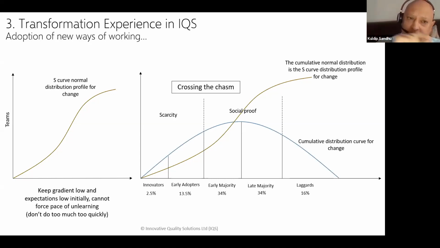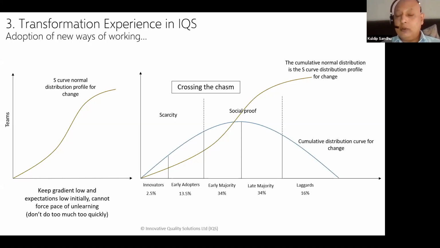And the cumulative distribution is the S-curve normal distribution, if you want to show it. And I think the point where we've seen change really takes effect is what I put in the dotted line there. If you can cross that chasm from the early adopters into the early majority, you know that the change can be successful.